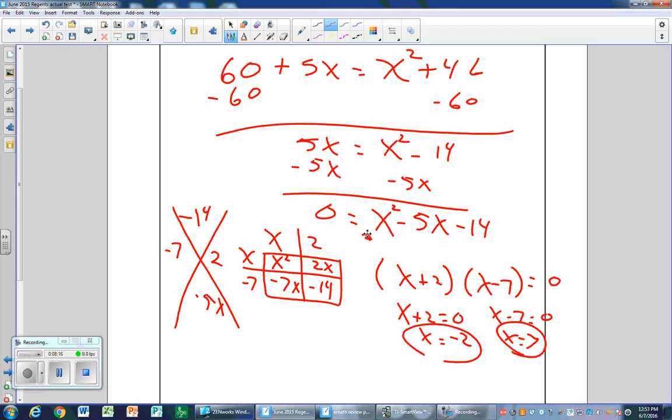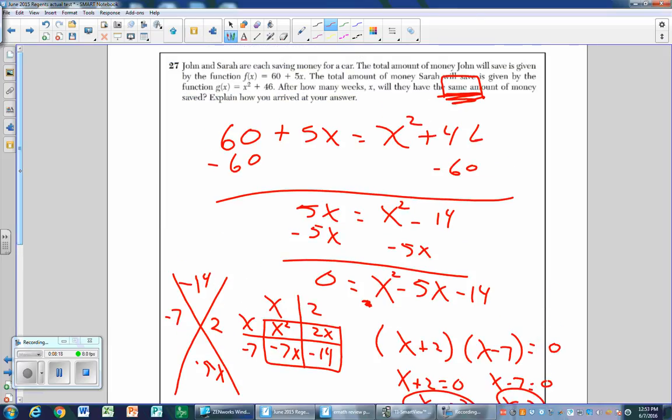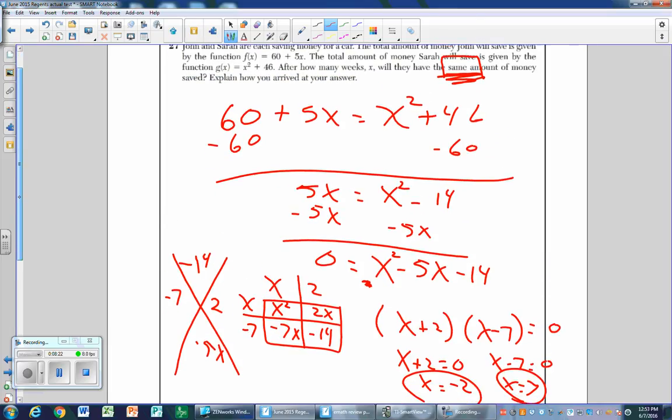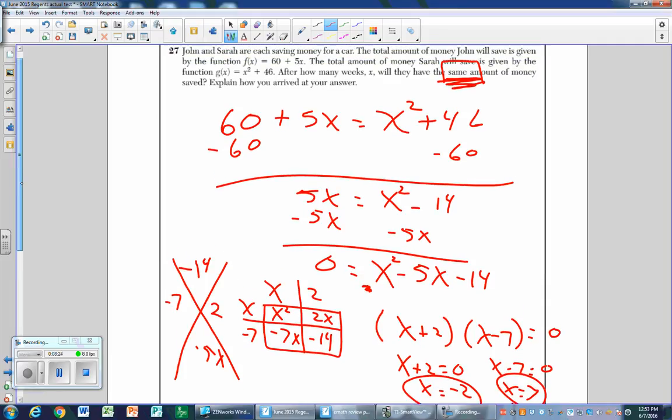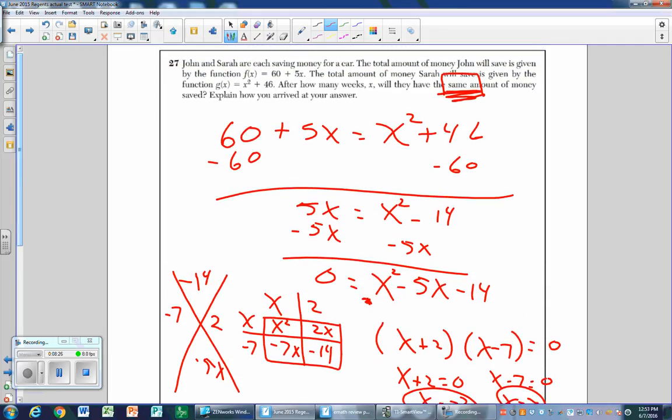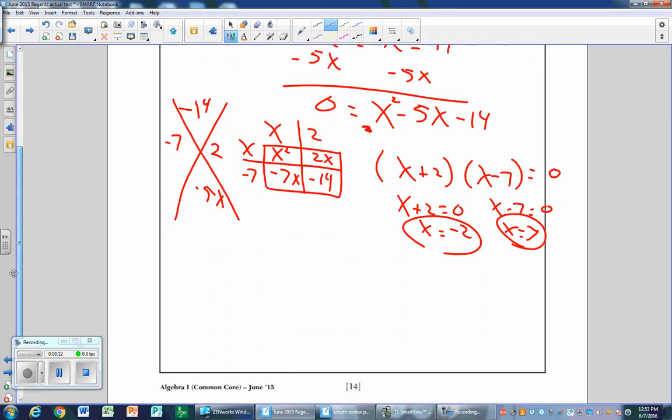Let's see, are there going to be any problems with either of those answers? They're each saving money. Well, can we have something be negative 7 or negative 2 weeks ago? Negative 2 weeks ago, they had the same amount of money? No. So how many weeks? Only positive. So it's 7 weeks.